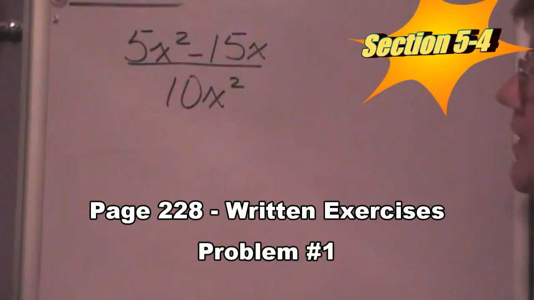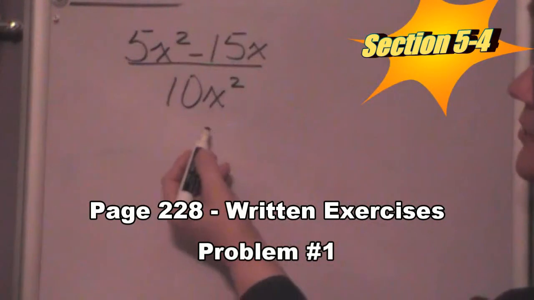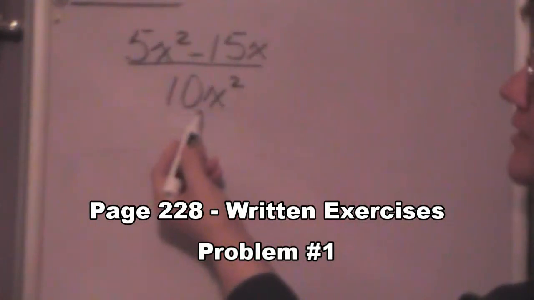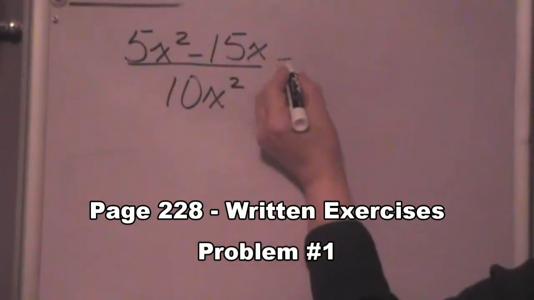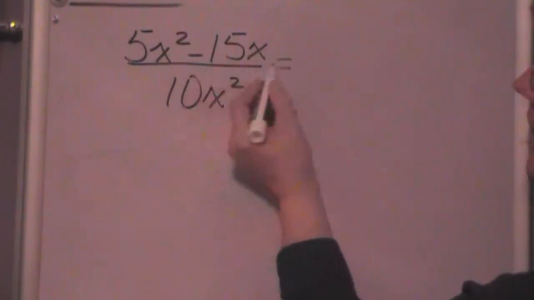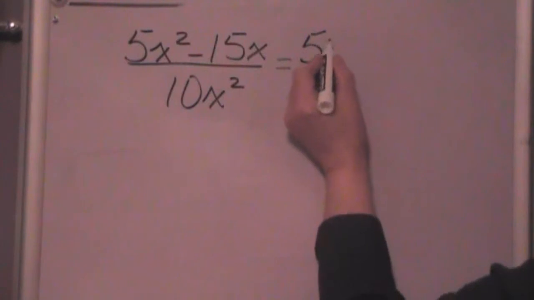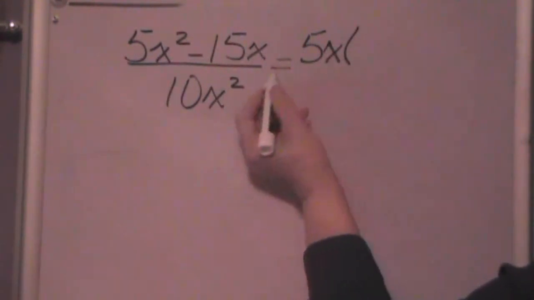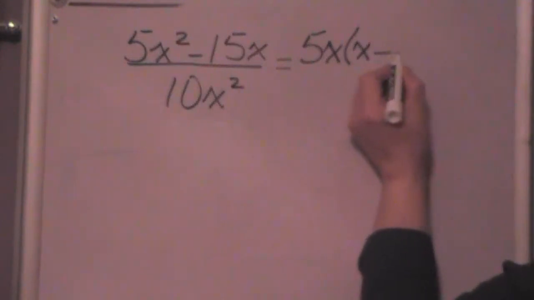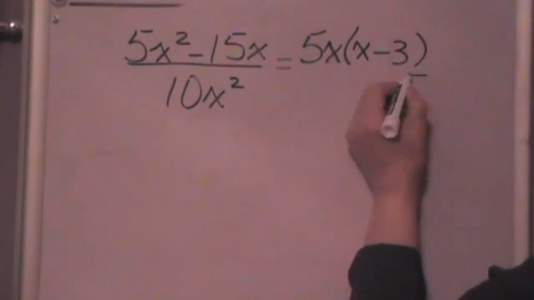Okay, to simplify this rational expression, the first thing you have to do is factor out whatever is common to both the numerator and denominator. So what we're going to do is factor the numerator, and we see that 5 and x can both come out of the numerator terms. So we have 5x times x minus 3 all over.